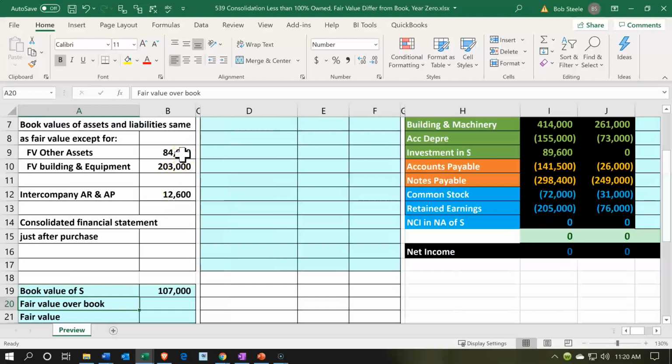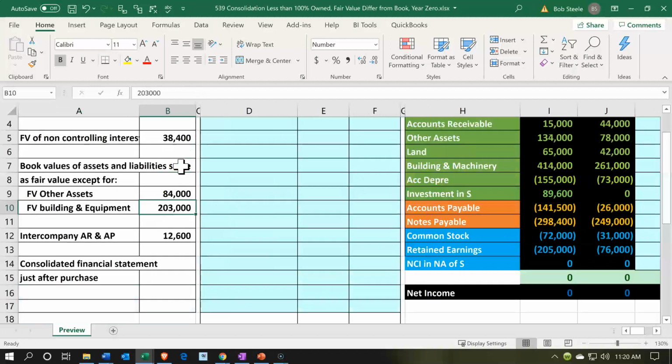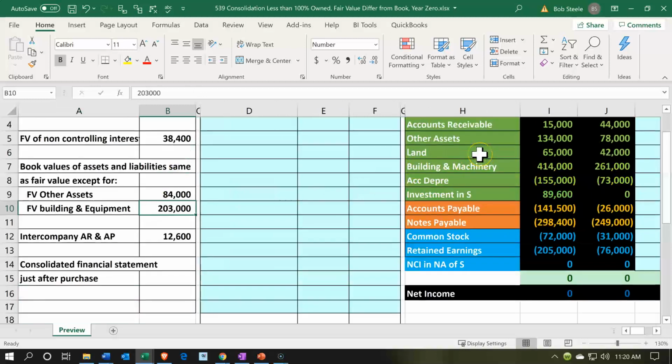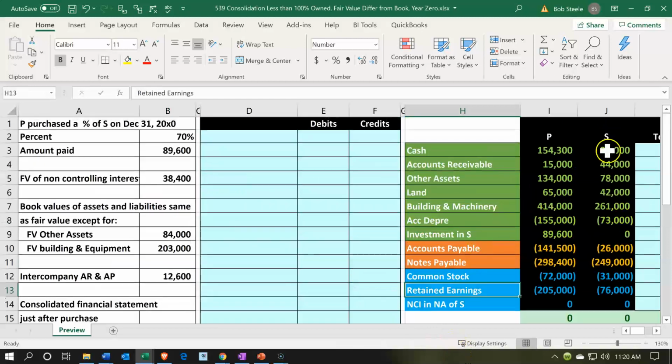So that means that these two amounts are higher than the book values over here for those two amounts. So what I'm going to do is add these two up. They add up to the 287. And then we're going to subtract out what's on the books for S, which includes this number. And then I'm holding down control, this number and this number. And these two are subtracting because it's the building minus the accumulated depreciation.